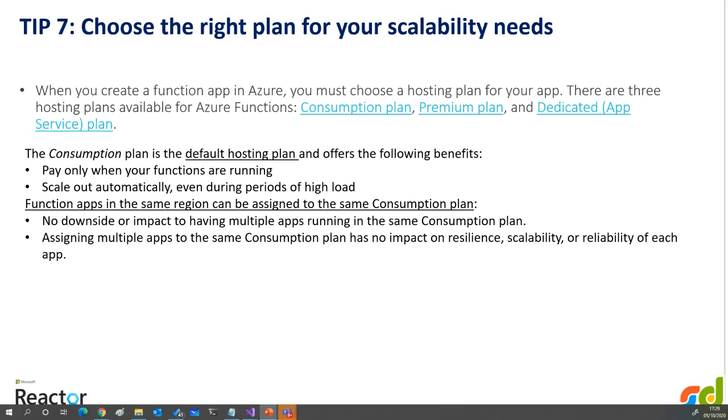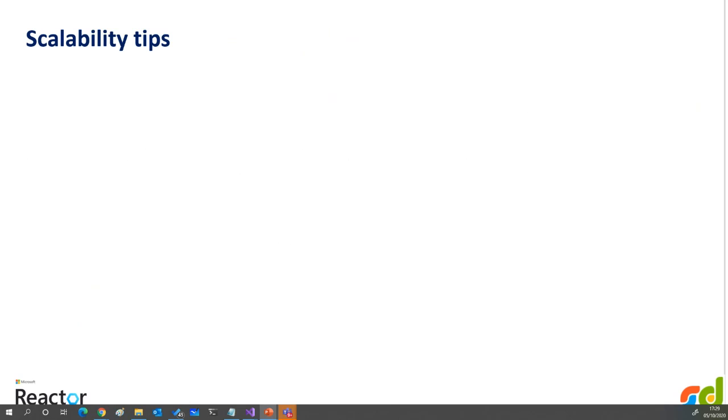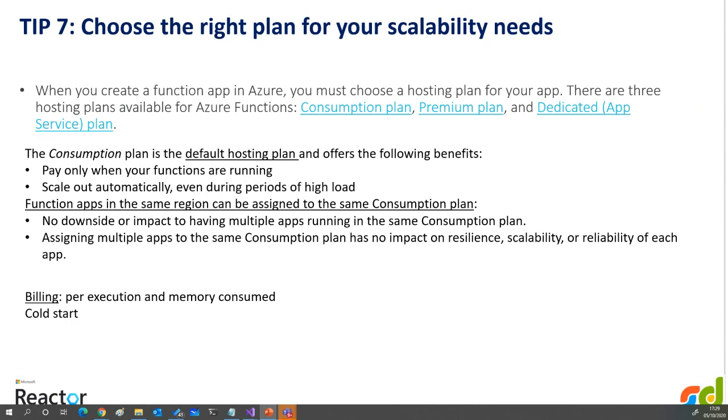Function apps in the same region can be assigned to the same consumption plan, so you have no downside or impact from such an app. You can also move functions between plans, and the billing is per execution and memory.